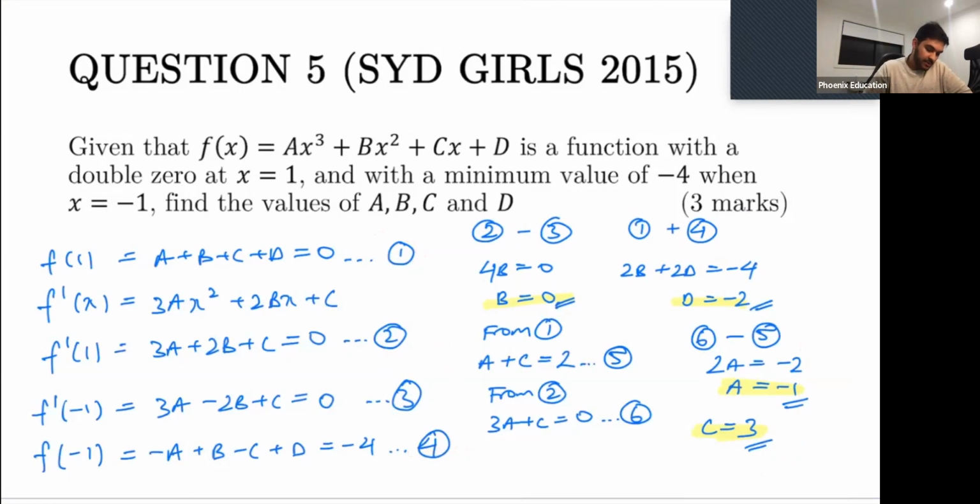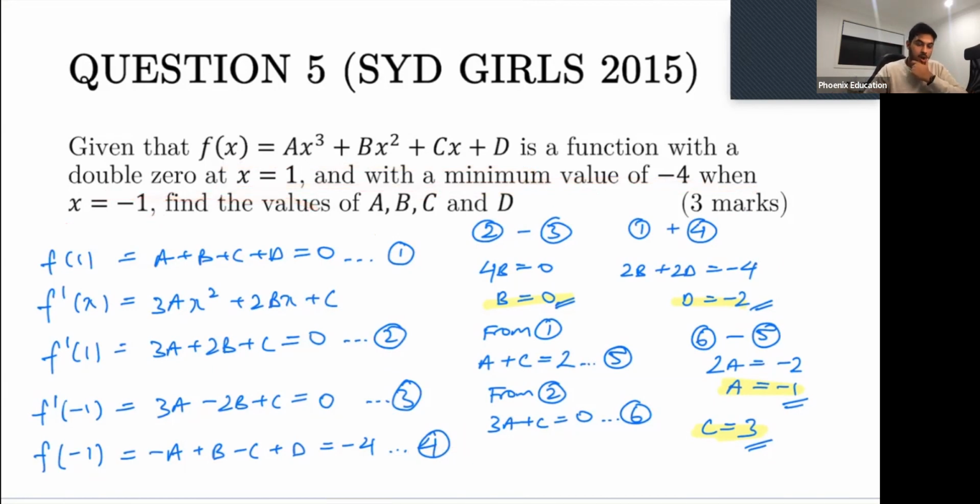Let's have a read of this. So we're given this cubic function. We've got a double zero at x is equal to 1. We've got a minimum value of minus 4 when x is equal to minus 1. So embedded in here are already 4 pieces of information. So let's go through this.